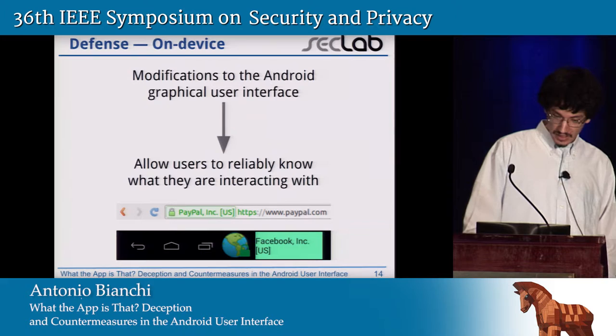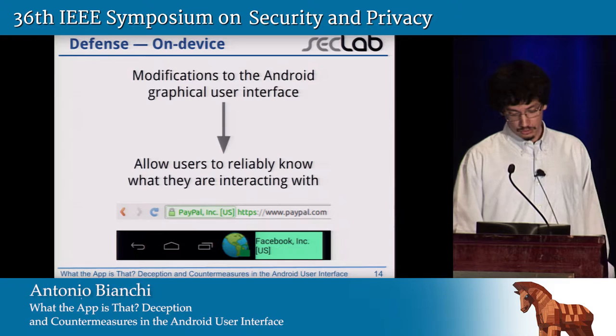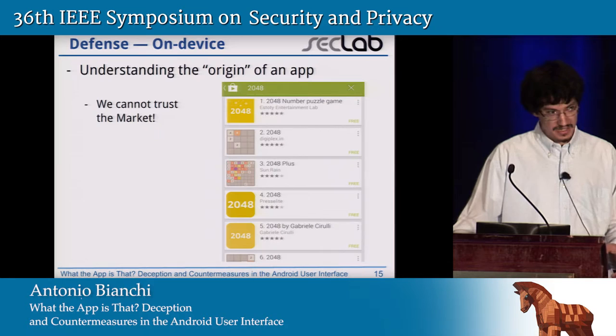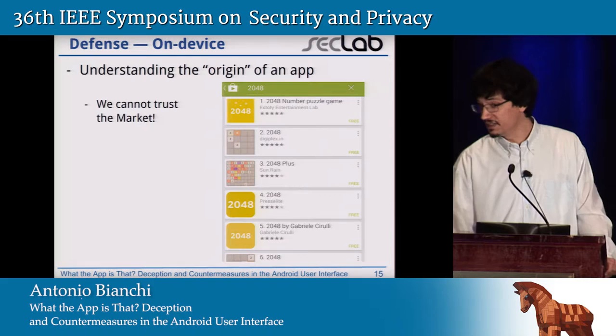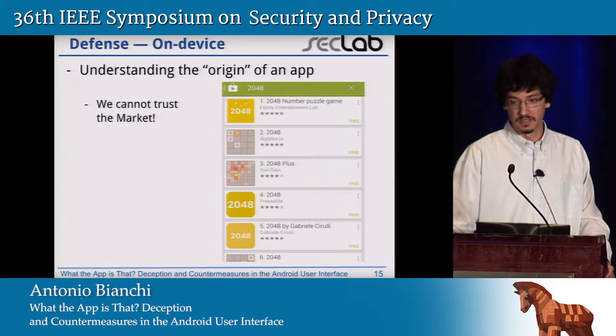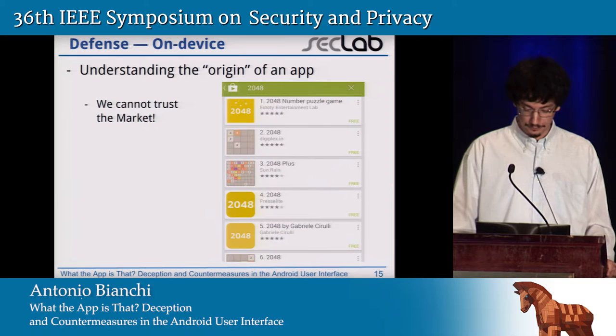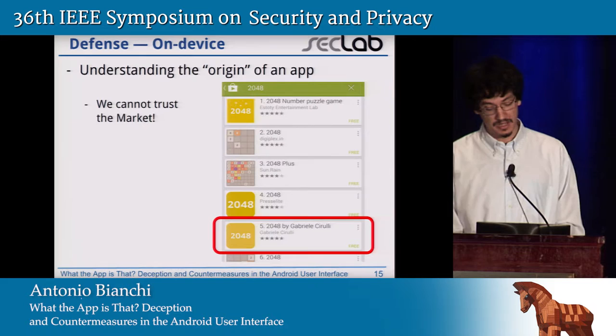So the first problem we had to solve in designing this security indicator was to choose which kind of information about the origin of an app we want to provide to the user. So we could have shown to the user the icon of an app or the name or the developer name from the market. However, this information is not really reliable. For instance, in this image, I'm showing you what appears if you look for the popular 2048 game in the Google Play Store. And you can see that different apps try to mimic the name and the graphical appearance of others. And in particular, the one, let's say, from the original inventor is listed in fifth position. But the name is not giving really us this kind of information.